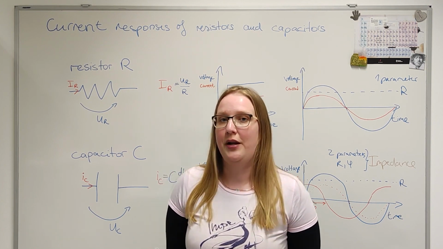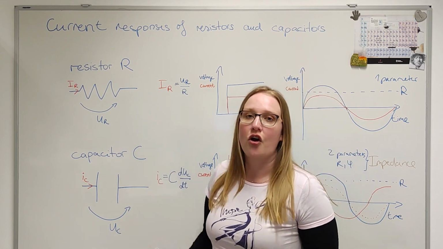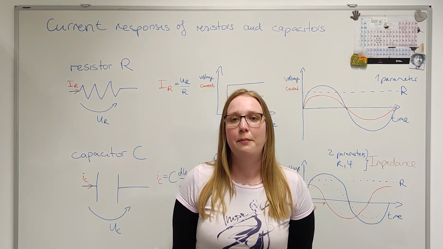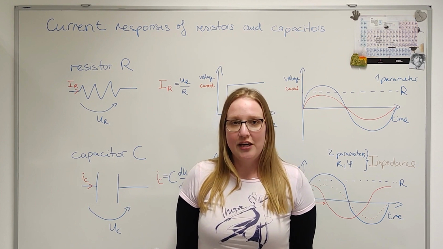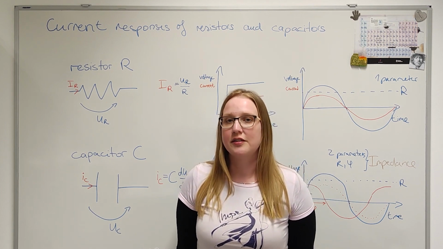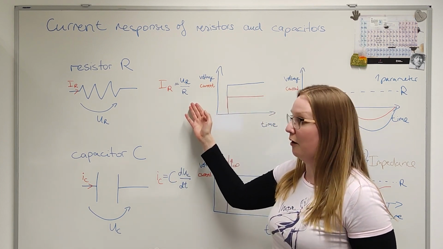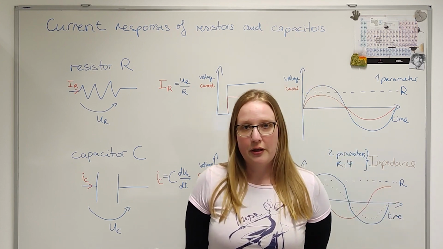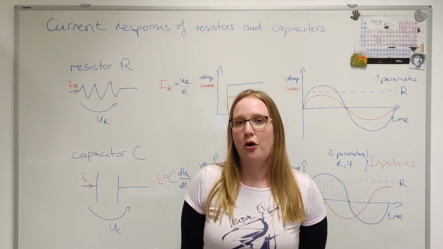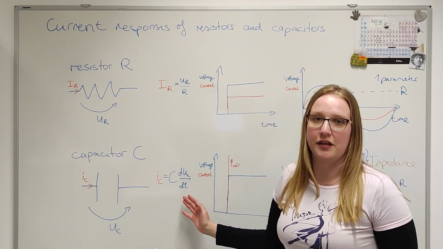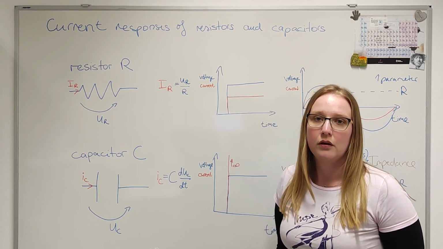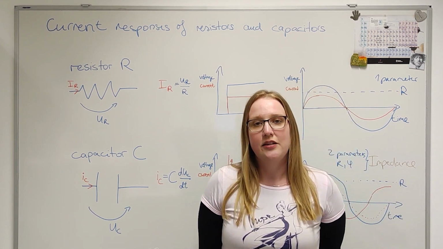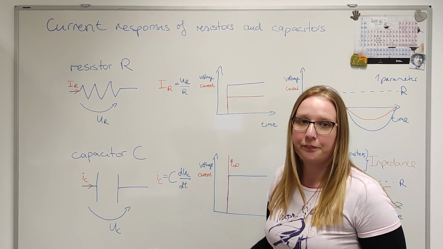If a voltage is applied to an ohmic resistor, a current flows which is proportional to the applied voltage. The relation between the voltage and the current is described by the ohmic resistance R. Whereas for the capacitor, the current flowing is proportional to the rate of change of the applied voltage. This relation is mediated by the capacitance C.